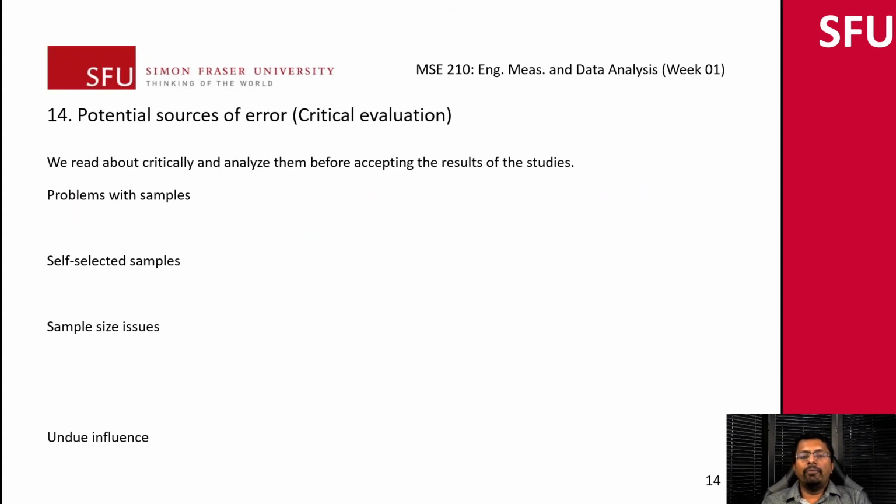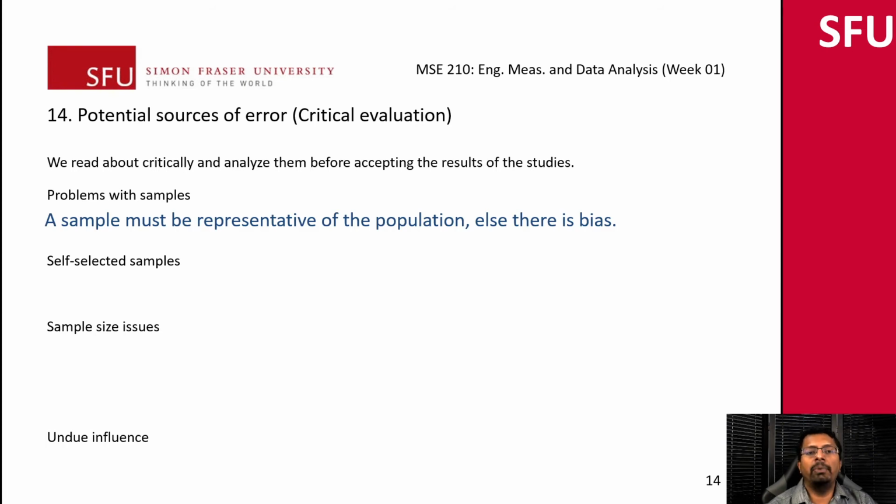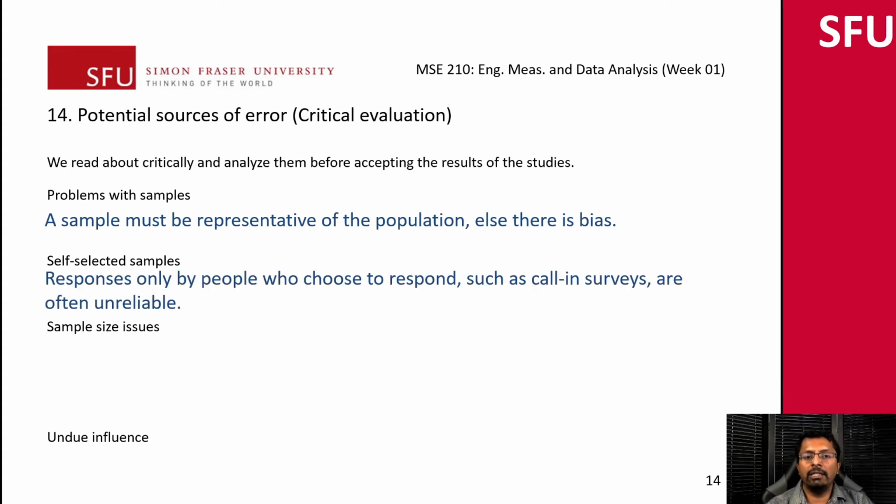So the next thing we have to do is be aware of potential sampling errors. When we read, we have to critically evaluate all of this. So we have to examine if there is some problem with the sample. The sample should be representative, and there shouldn't be any bias. There could potentially be self-selection with the sample. Responses only from people who choose to respond, such as a call-in survey, are often unreliable.